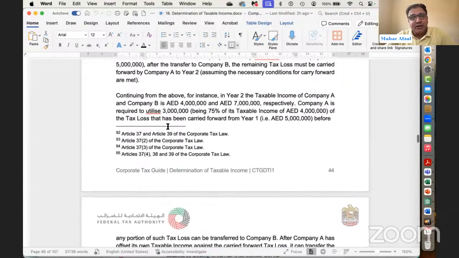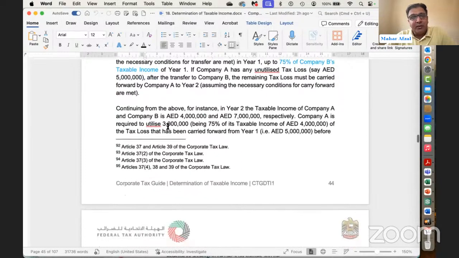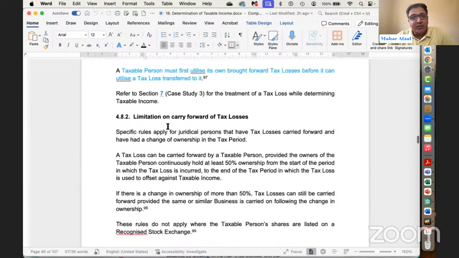This is subject to certain conditions. Two conditions: there should be continuity of business, and there should be continuity of ownership. Then you will be able to carry forward the losses, otherwise you cannot carry forward the losses.